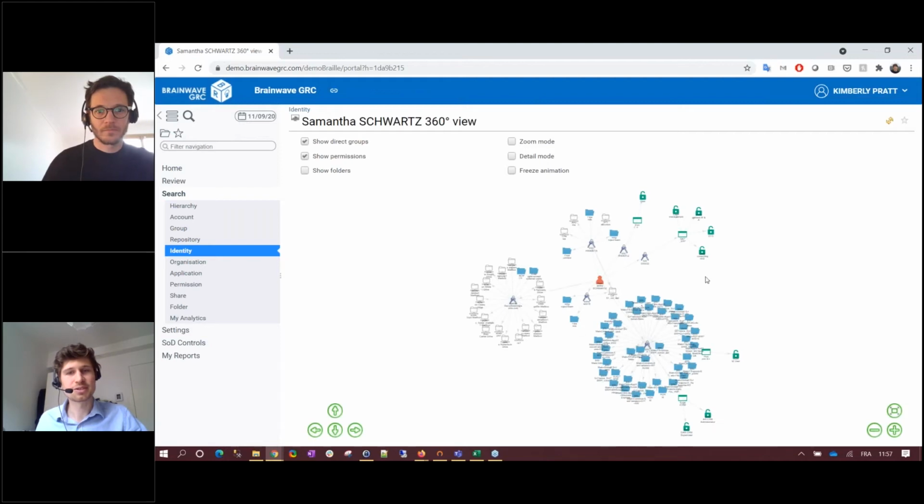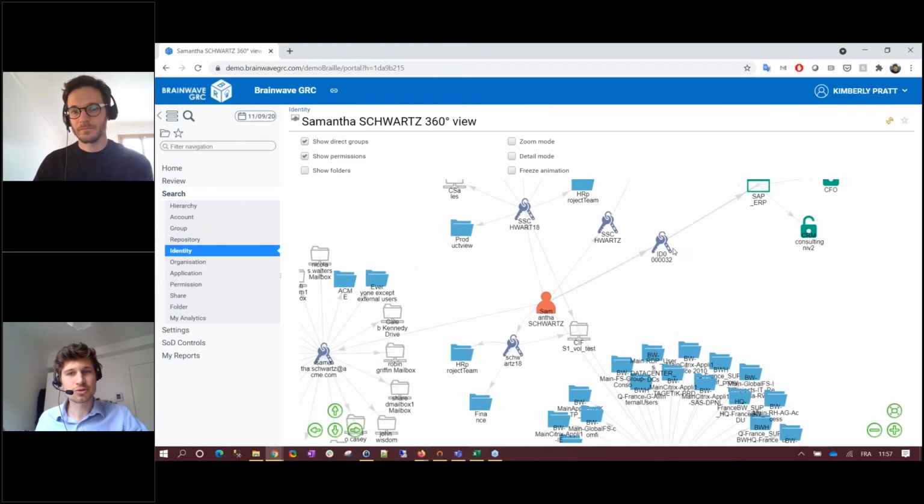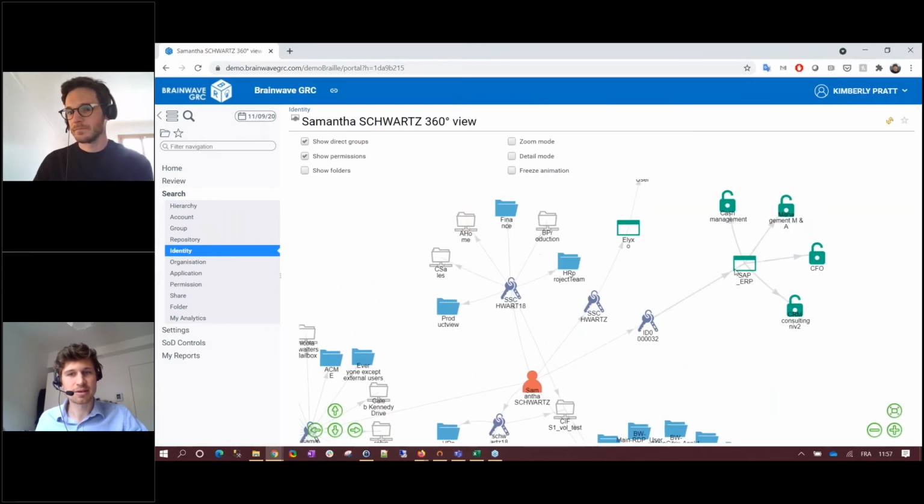This is really oriented towards taking the best decision, because if you want to know exactly what the user has on SAP here, you have the list of the permissions. So it's very graphical and very easy to get and to represent the links between all those concepts.